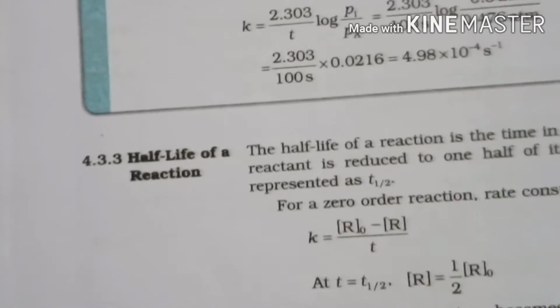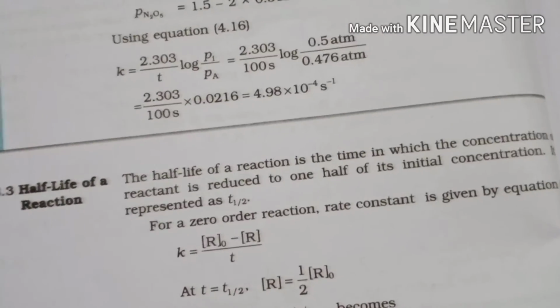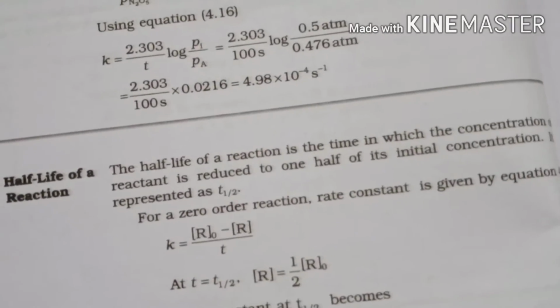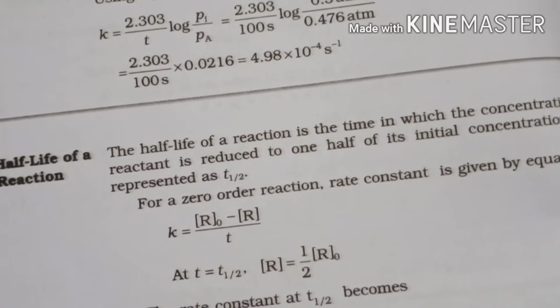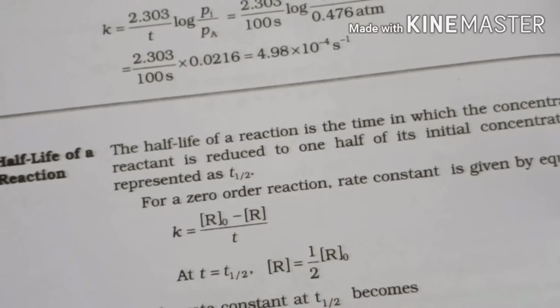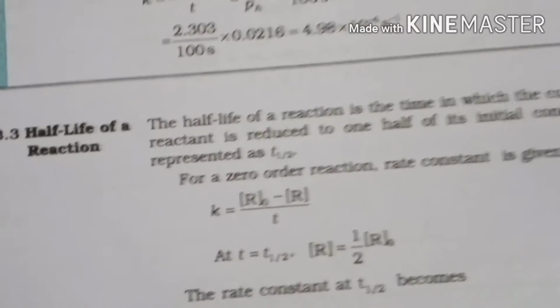Now we'll see about the half-life of a reaction. The half-life of a reaction is the time in which the concentration of the reactant is reduced to one half of its initial concentration. Then it is called as a half-life period. It is represented by T half.